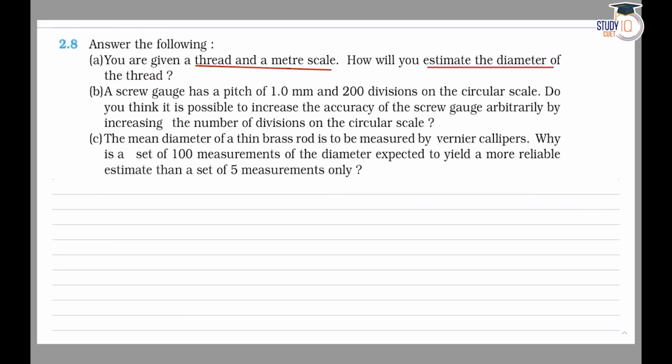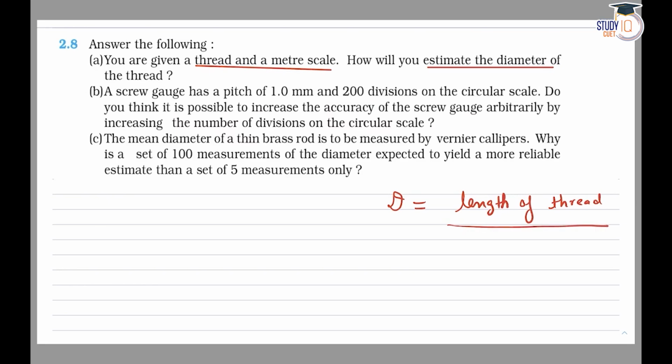In order to find the diameter of the thread, what we are going to do is wrap the thread on a uniform smooth rod in such a way that the coils which are formed are closer to each other. Now, the diameter of the thread is given by the length of the thread. The length of the thread we can easily measure by the meter scale, which is provided to us.